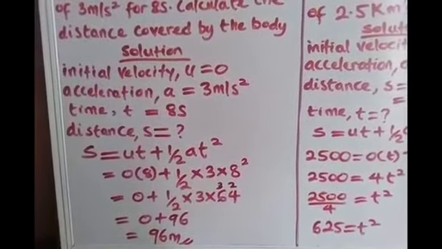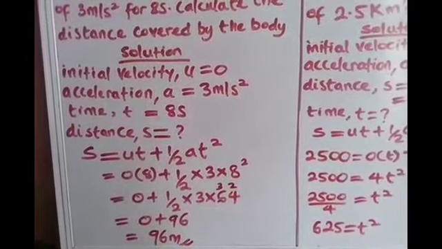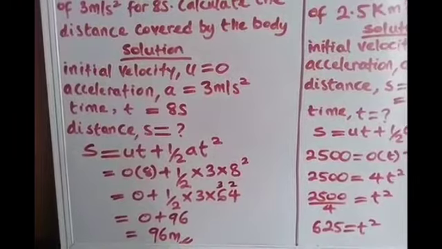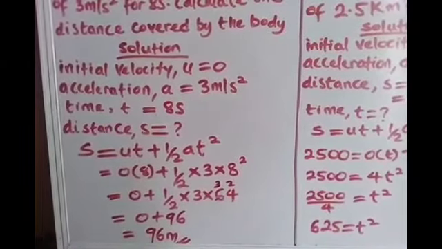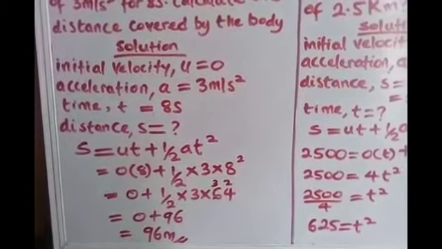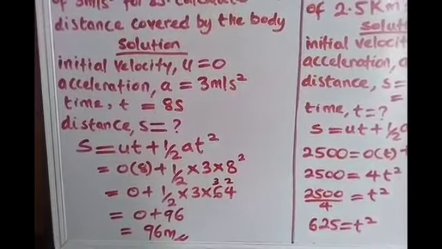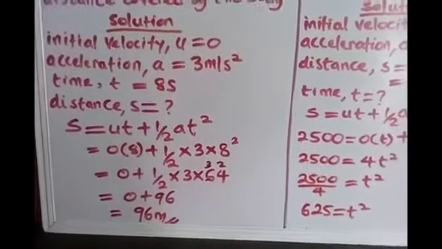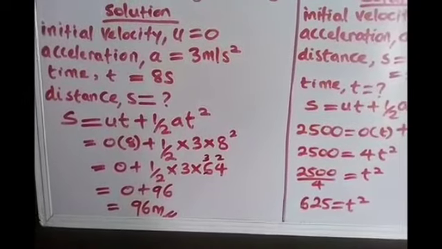From here, we input the given figures. u is 0, t is 8, plus half times 3 times 8 squared. 0 times 8 will give us 0, half times 3 times 8 squared. 8 squared will give us 64. 2 in 6, 3, 2 in 4, 2. 32 times 3 will give us 96. And that will now be 0 plus 96. 0 plus 96 will give us 96.